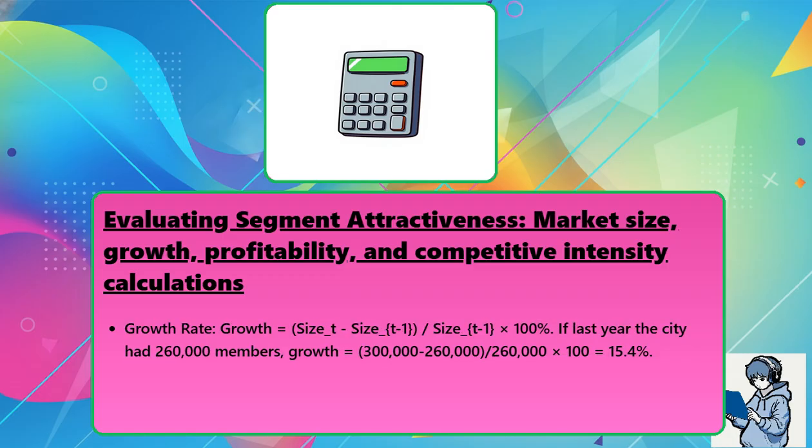Growth rate: growth equals size at time t minus size at time t minus 1, divided by size at time t minus 1, times 100%. If last year the city had 260,000 members, growth equals 300,000 minus 260,000 divided by 260,000 times 100 equals 15.4%.